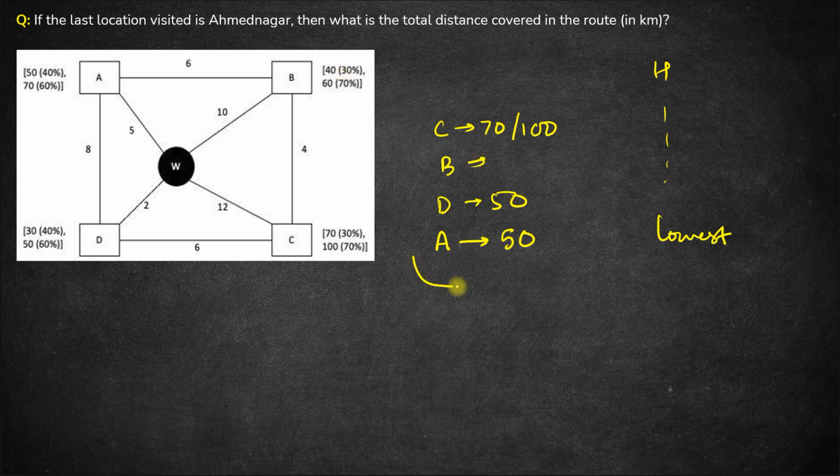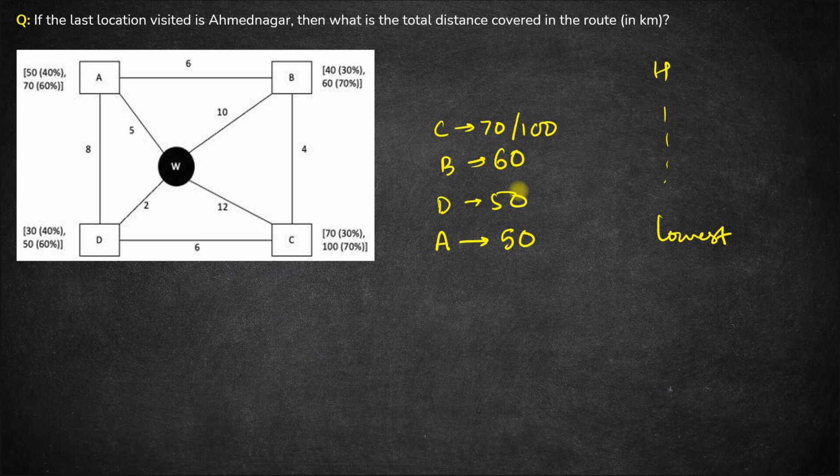No, because if it is 40, it will become the last location to be visited. So demand at B should be 60. So demand at C is definitely going to be greater than that of B. So if this is going to be the demands, now let's see how is the person going to go.